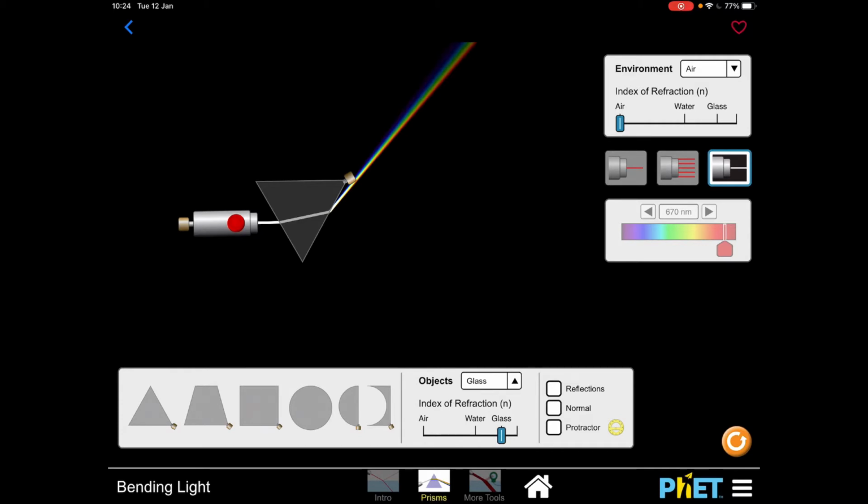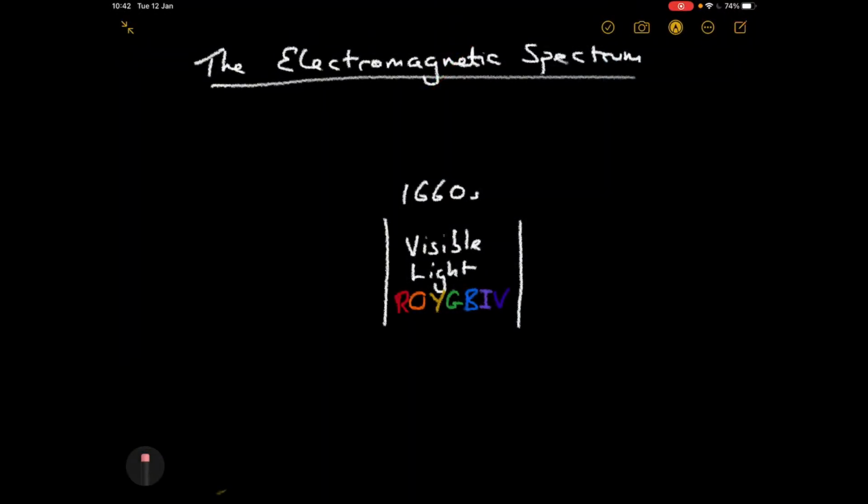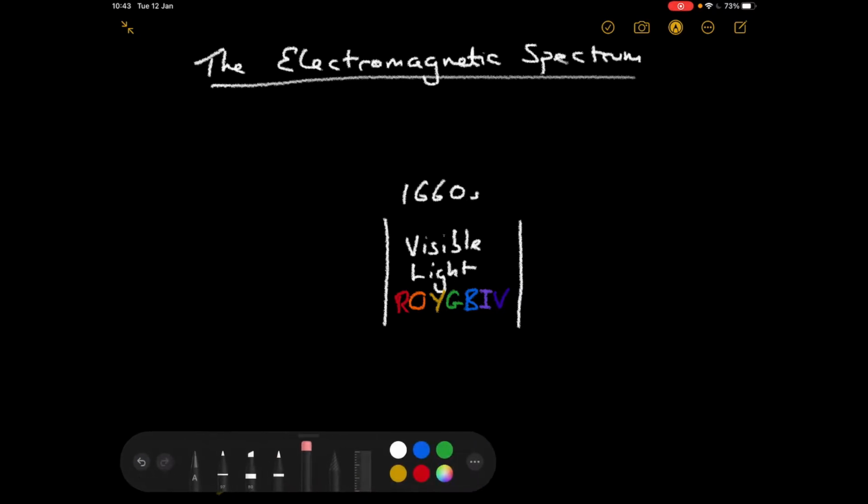But it turns out that, to everyone's surprise, there are things that sit outside of the visible spectrum. Areas of things that are like light, but we just can't see. So we start with the visible spectrum as discovered and highlighted by Isaac Newton back in the 1660s. That's the bit everyone can see, the Roy G. Biv, the visible spectrum. And so the electromagnetic spectrum is just this extended off into places that our eye cannot see.